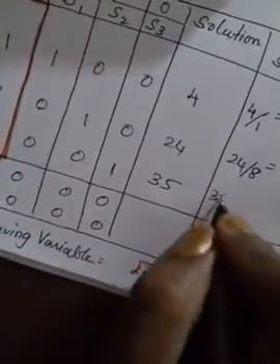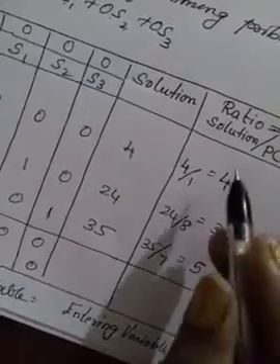Okay. Similarly, 24 by the pivot column value 8. So 24 by 8 we will get 3. Next one is 35. 35 by 7 we will get 5. Okay. From here you have to find the minimum positive value. So which is the minimum positive value?